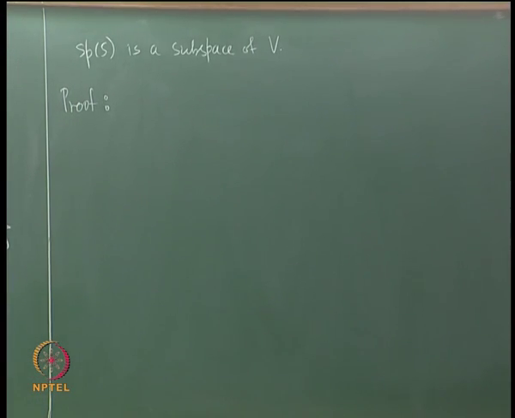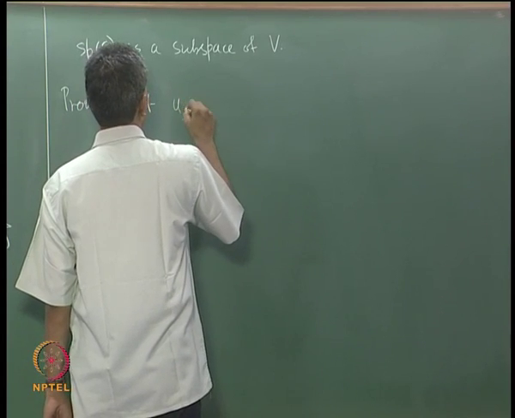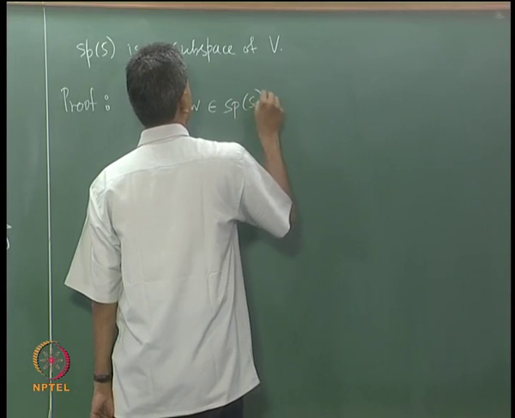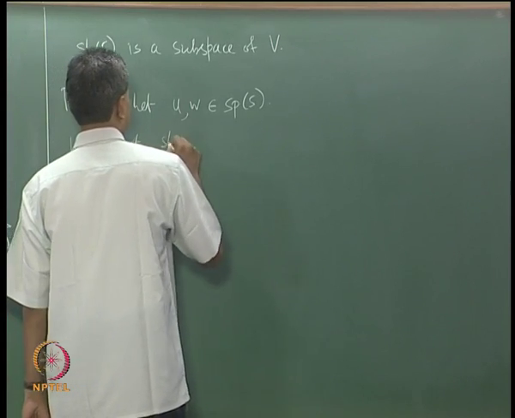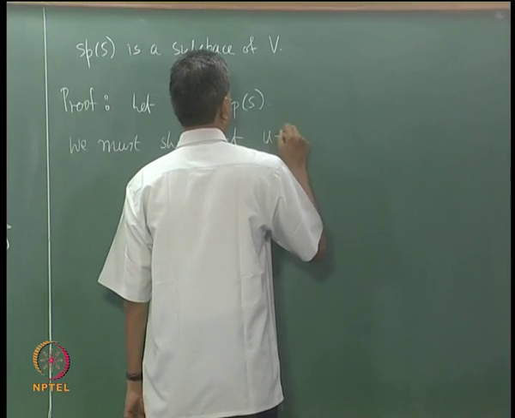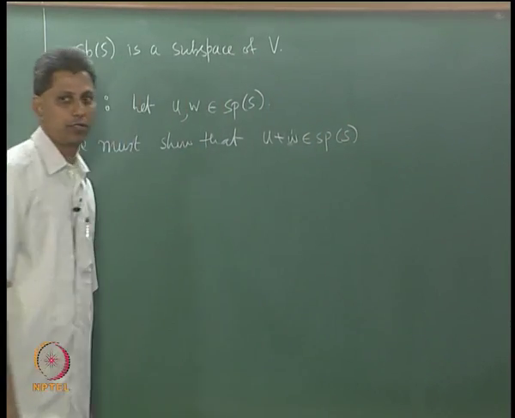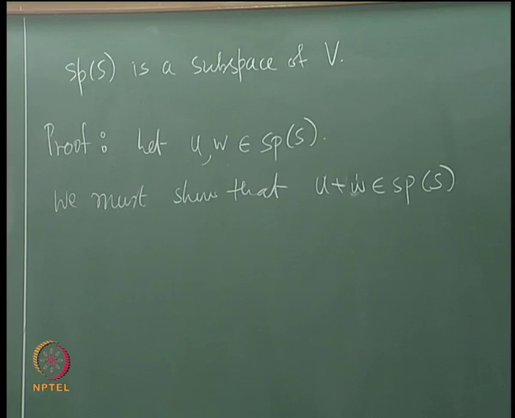We want to show that this is closed with respect to addition, for instance. Scalar multiplication is similar. So I need to take two elements. Let us say u, w belong to span of S. We must show that u plus w belongs to span of S. I want you to just tell me the first line after this. How do you prove that this belongs to span of S?